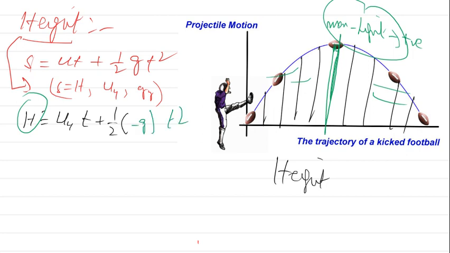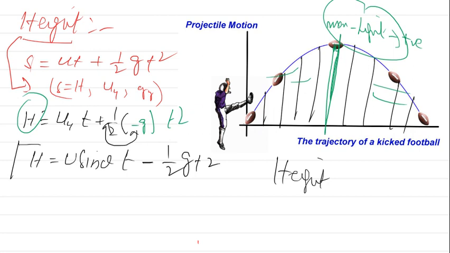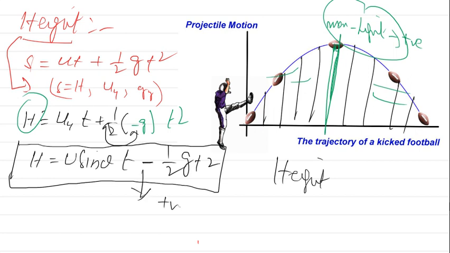So when you finalize it, the height will be equal to u sine theta, or simply you can write uy t minus half g t squared. This is the final equation with the help of which you can easily find the height of a projectile at any point, at any position. But if you are finding the maximum height, then this sign will be changed to positive.